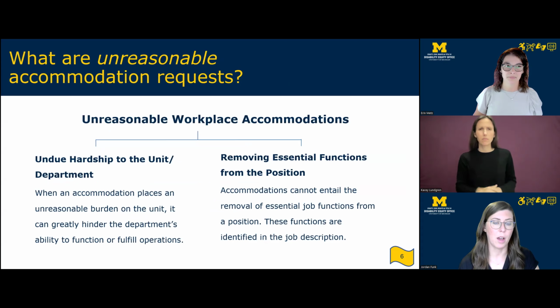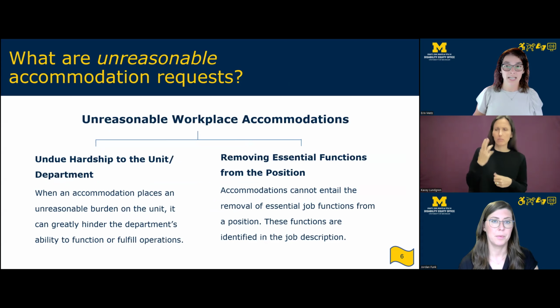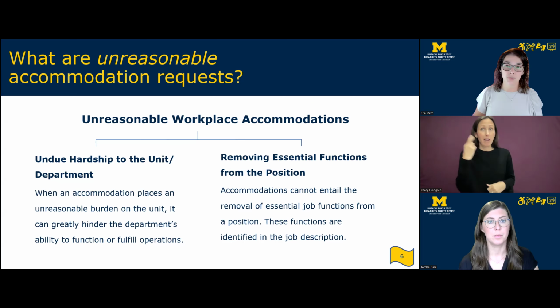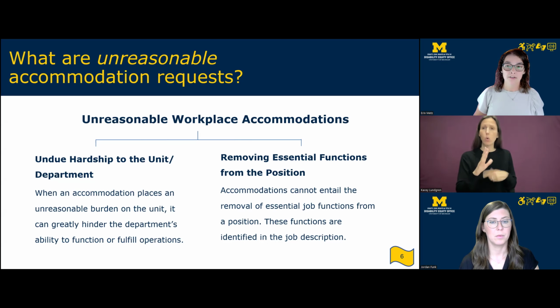What are unreasonable accommodation requests? Generally, unreasonable accommodation requests can fall into two categories. The first is an accommodation that poses an undue hardship or burden to the unit, which can greatly hinder the department's ability to function or to fulfill operations. For example, a faculty member requests not to teach courses in the morning due to symptom exacerbation related to a disability. However, the course schedule for a group of students in a designated degree pathway has a very structured schedule that requires this prerequisite to be taught in the mornings. This could cause an undue hardship because if the course was unable to be taught, it could delay graduation terms for the students.